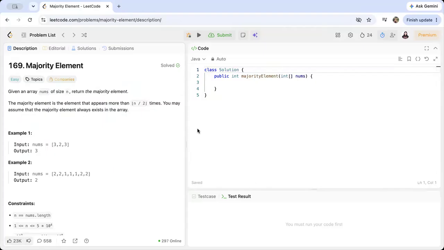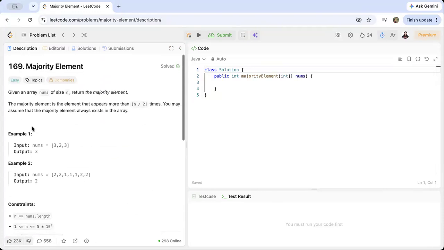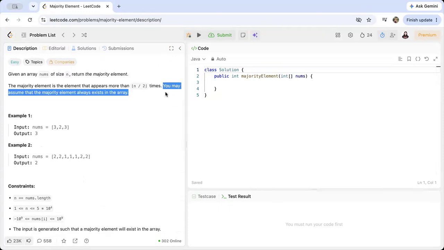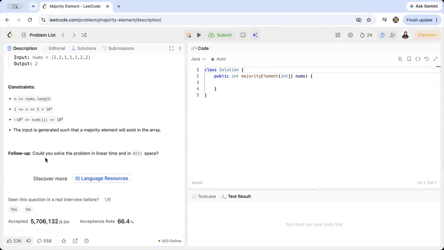Hi everyone. The question we are taking up right now is Majority Element. The question says that we're given an array, and there's a majority element that appears more than half the length of the array. So there always exists a majority element. This is the condition given here, and our follow-up says that we have to solve it using linear time complexity and constant space.